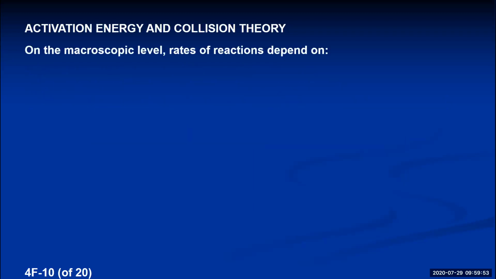Now, in lab, on the macroscopic level, the rate of the reaction depends upon two things we can measure. First is the concentration of the reactants. If you put more reactant molecules in a container, there's going to be a better chance of them colliding, so the reaction is going to go faster. If you don't put very many reactants in a container, they're not going to collide very often because they are in empty space most of the time, so the reaction will be slow. But the other thing that affects the rate of the reaction is temperature. If you raise the temperature, reactions go faster.